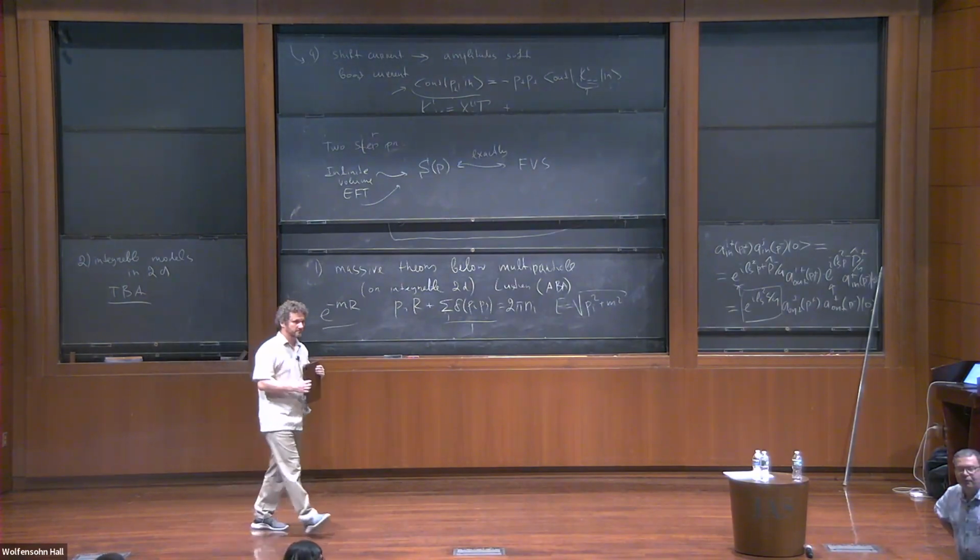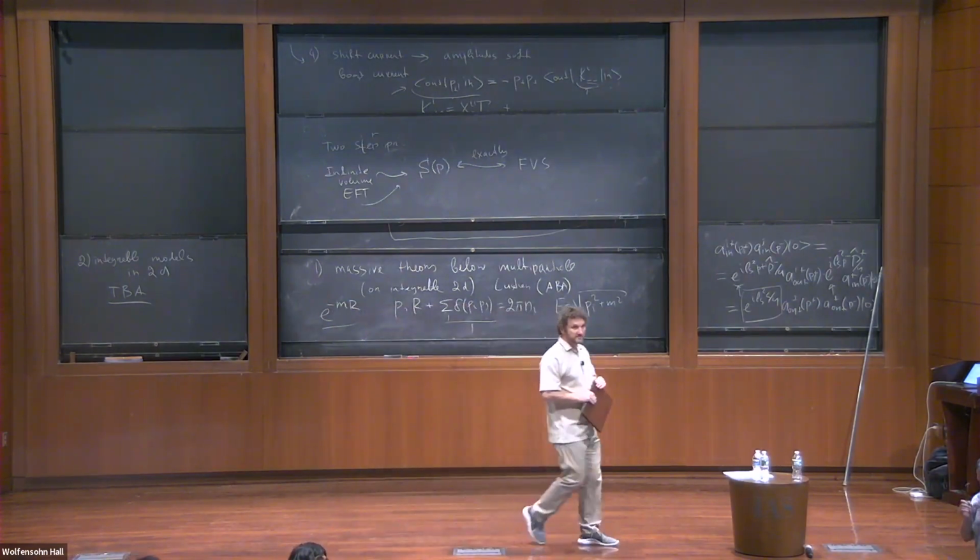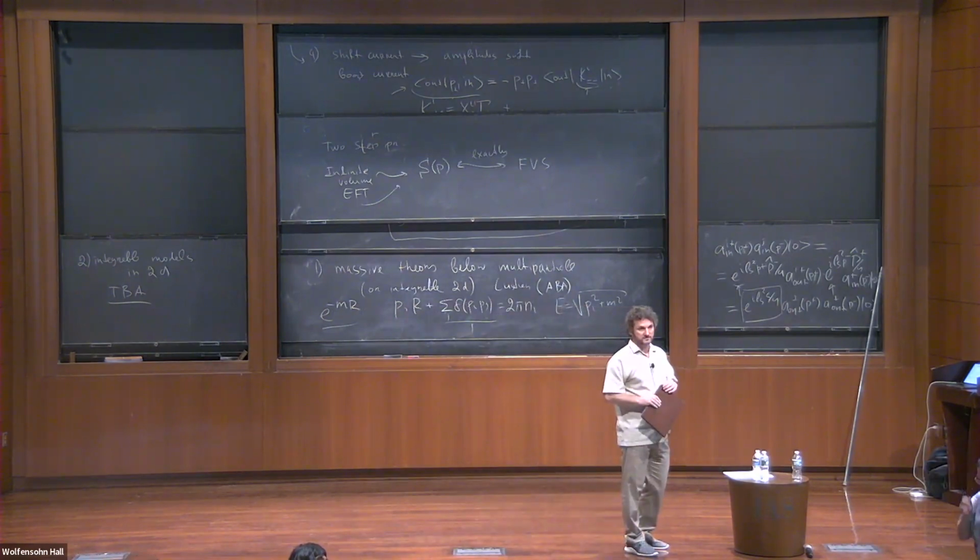So it was not clear to me, how do you know that the corrections, the ones that you cannot describe with integrability, are smaller than the things you're resumming inside?